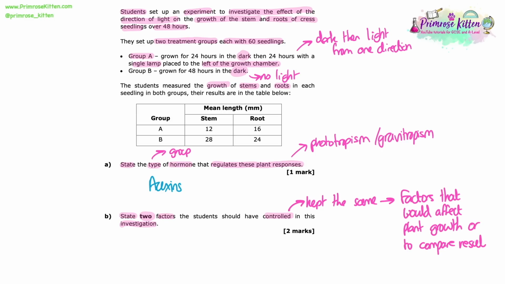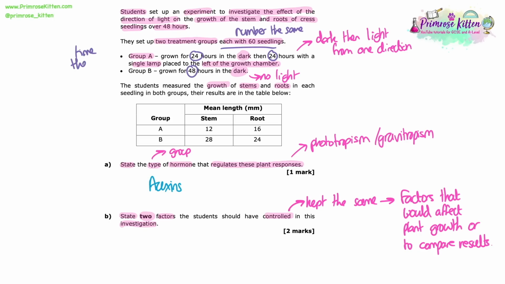So it needs to be factors that could have affected plant growth or that could have prevented us from being able to compare the results between the groups. Control values are always things that are kept the same. So it's always good to go and check what's already been mentioned in the method that's been kept the same.